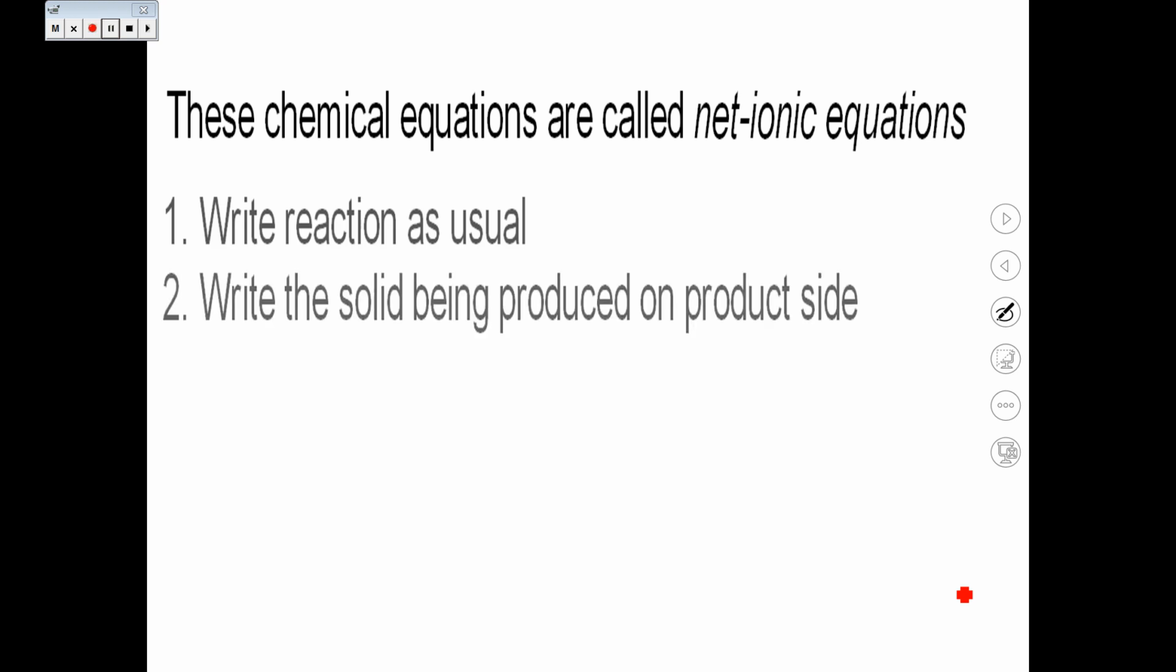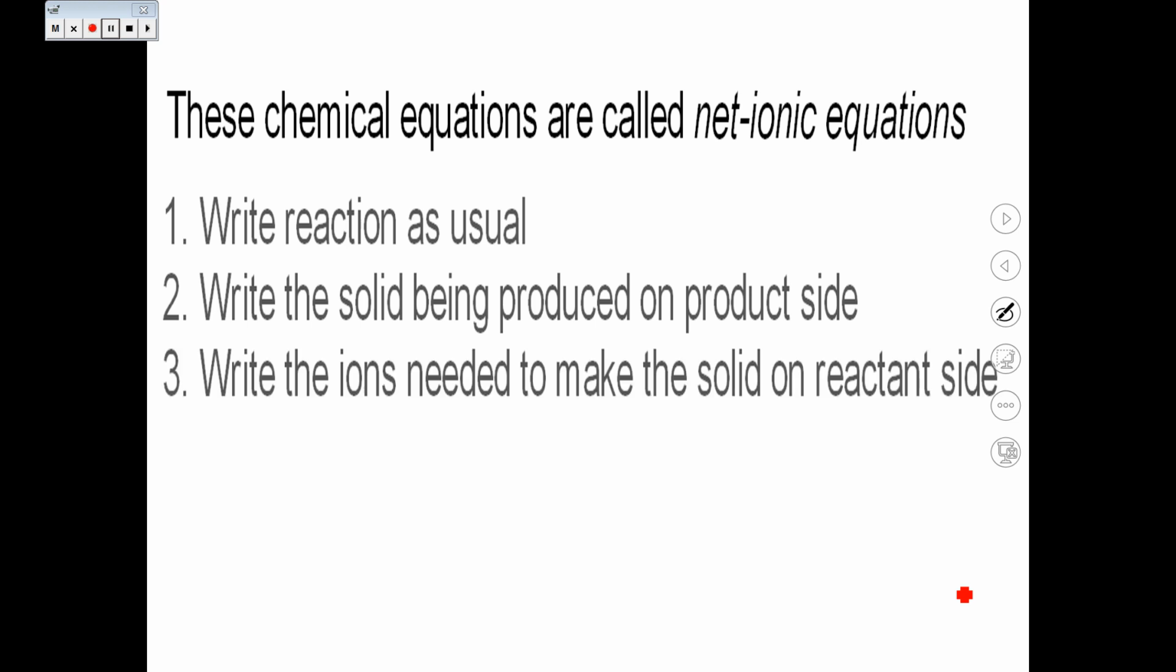Okay? These chemical equations are called net ionic equations. You write your reaction as usual. You write the solid being produced on the product side, and then you write the ions needed to make the solid on the reactant side in their aqueous ionic form. And then you balance.